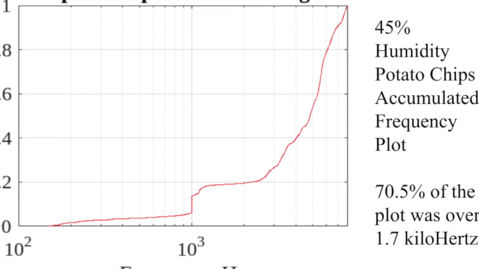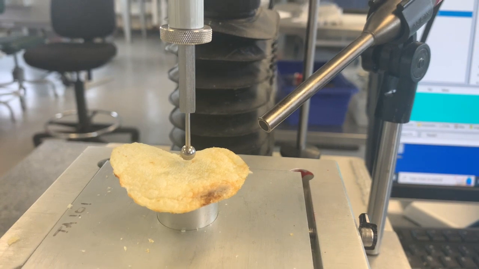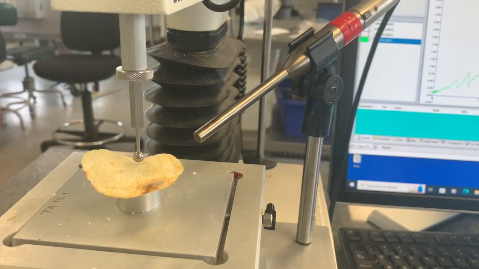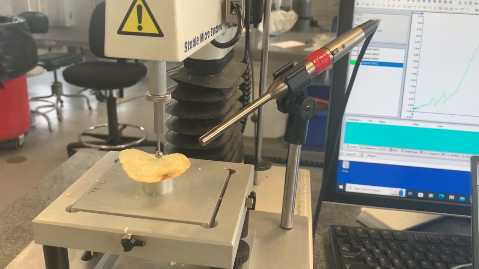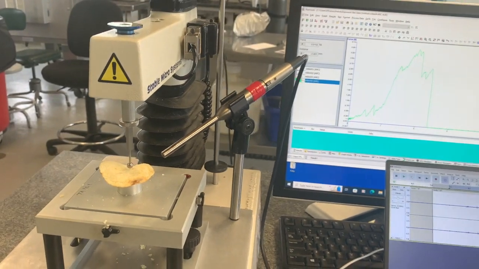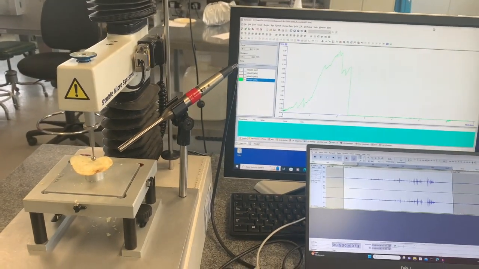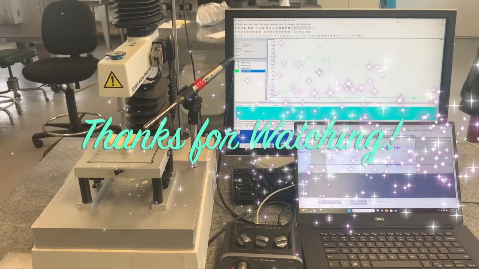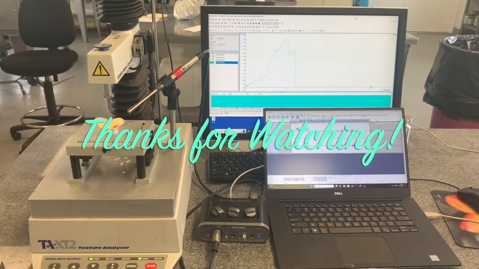level of crispness. In this guide, we went over equipment setup, sample preparation, experimental setup, data collection, and data analysis. By following this guide, you can effectively measure the crispness of potato chips using acoustic analysis methods.